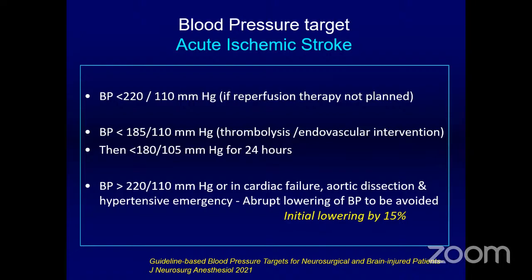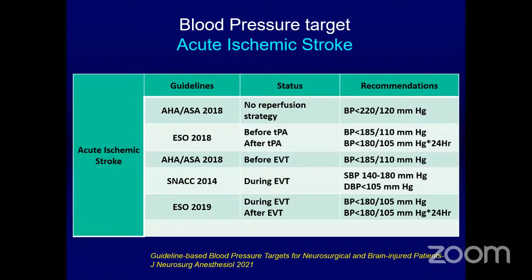which have shown that it does have an impact. Whereas in situations where the blood pressure is more than 220 by 120, or in patients who are having cardiac failure, aortic dissection, and a hypertensive emergency, any abrupt lowering of the blood pressure, like I want to bring it down to 140, 130, should be avoided. The initial lowering should be done by around 15 to 20% in the first 24 hours, and we should be very gradual. Otherwise, instead of doing benefit, we'll be doing harm.